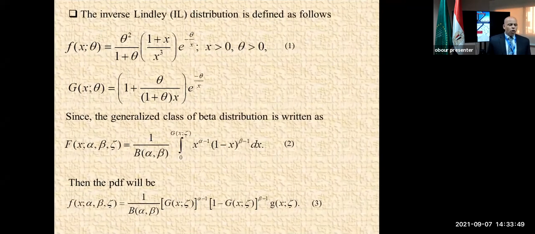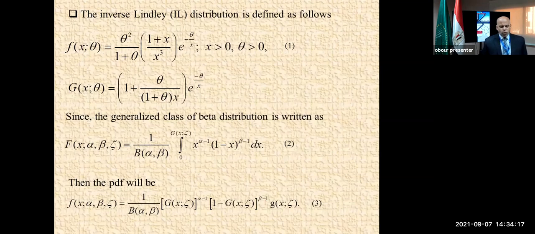The properties of the distribution after generating: now we are going to see how I generated the new probability distribution. I used the inverse Lindley distribution, which is defined by the PDF f of x, equation number 1, and the cumulative distribution, CDF, g of x. It has one parameter, theta.